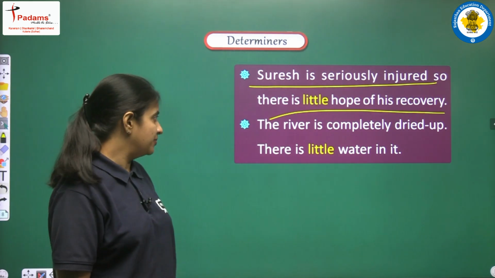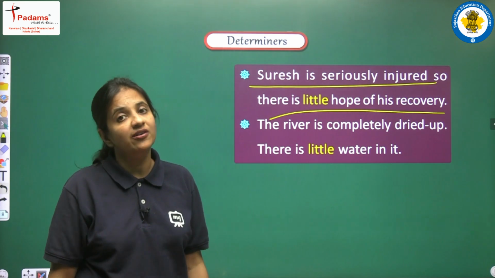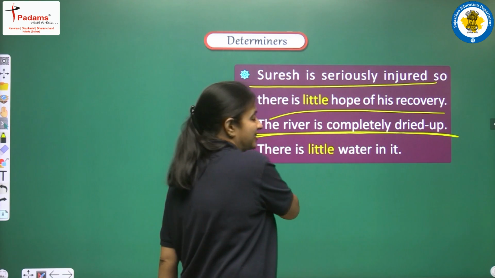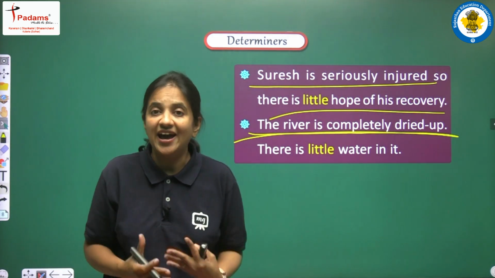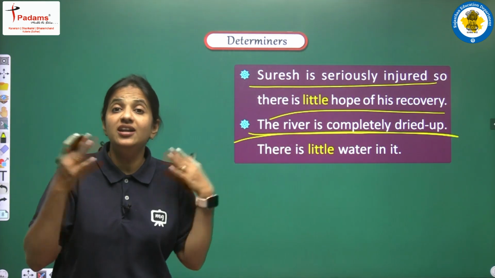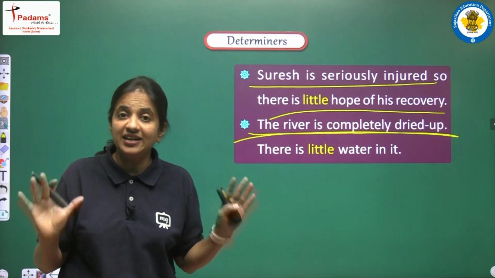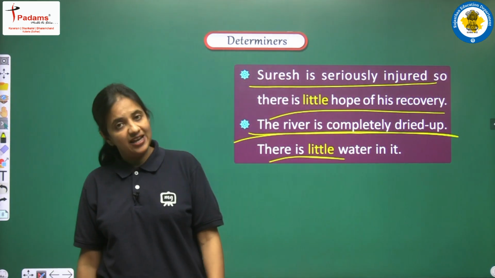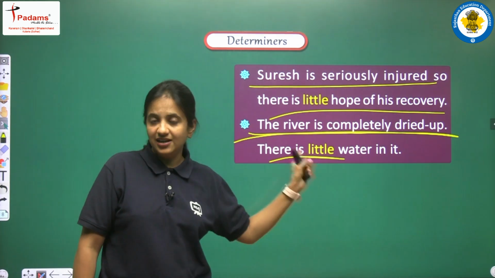Next, one more example. The river is completely dried up. There is little water in it. So when some river is completely dried up, अगर कोई river को हम ये कह रहे हैं कि वो river जो वो completely dry हो चुकी है, so obviously उसके अंदर जो water है वो कैसा होगा, वो little होगा, वो इतना कम होगा that we can say कि वो बिल्कुल उसमें पानी नहीं है. So again we are trying to give negative sense to the meaning. Again we are trying to show negativity, and this is the reason we are using little, that is one of the negative words.